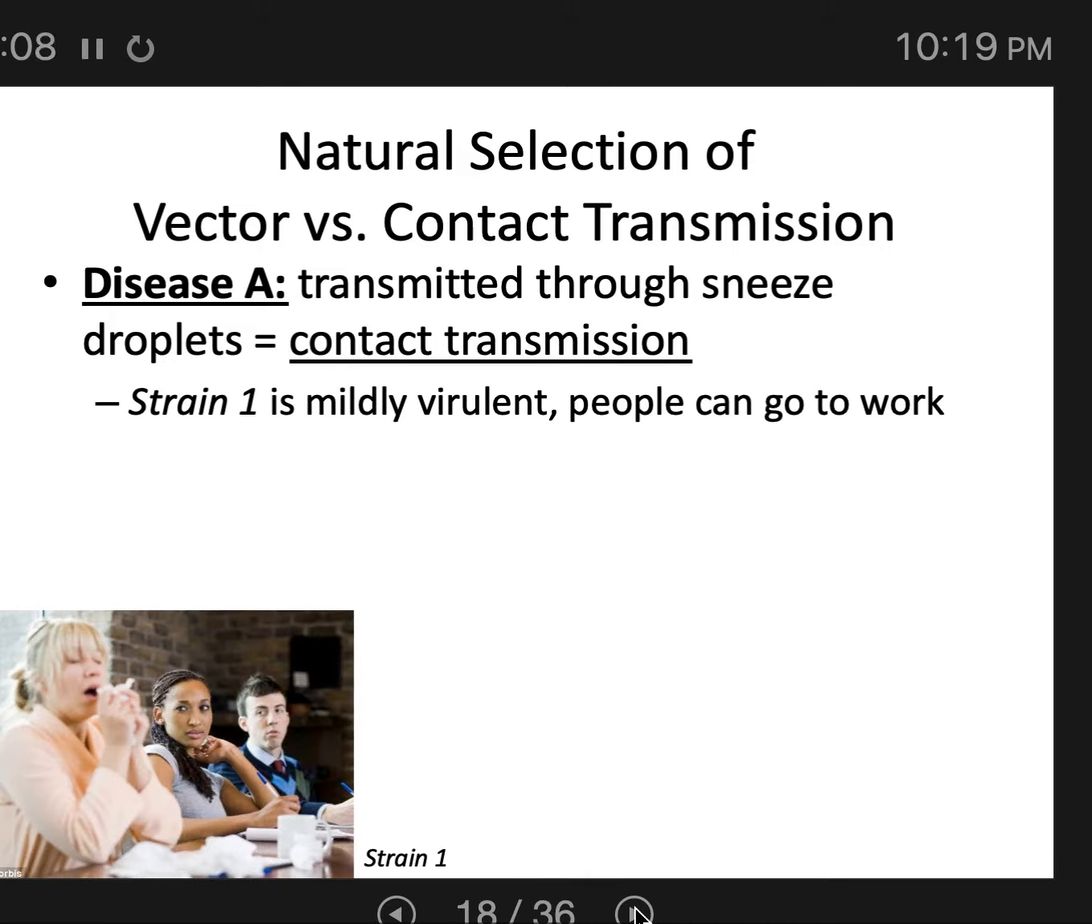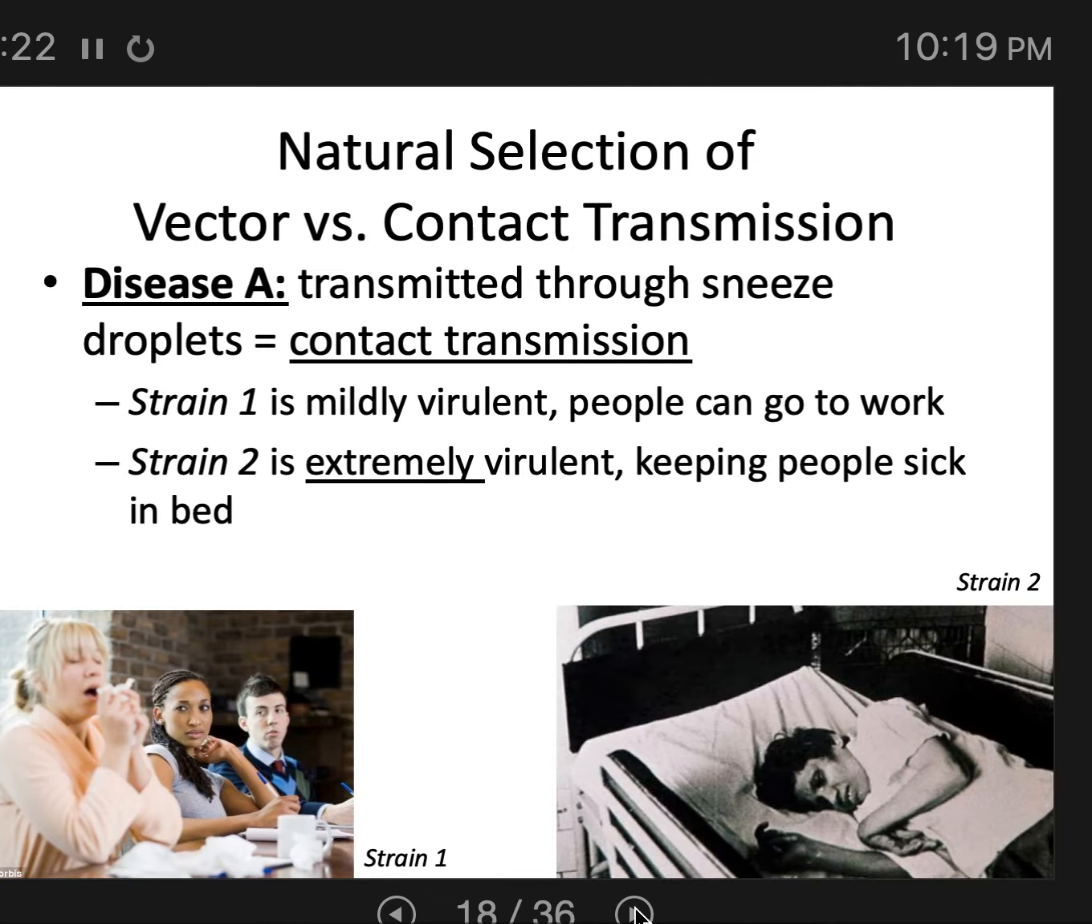So let's say strain 1 of disease A is mildly virulent. People can go to work when they have this disease. They feel well enough to be up and about. They're not comfortable. They don't want to go to work, but they can, and so they often do. So they're out and about. Strain 2 is extremely virulent. People who are infected with strain 2 of disease A are sick in bed. They can't leave their home. So which of these two strains is going to spread to more people?